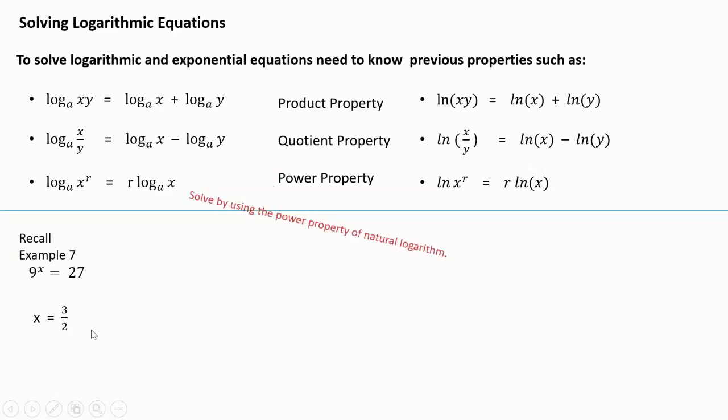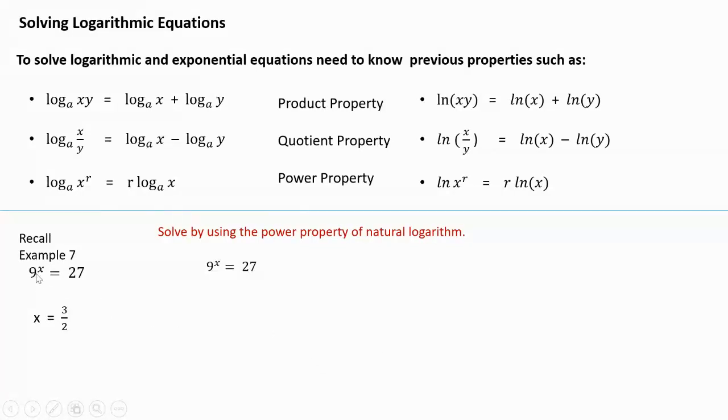So x was 3 halves, right? Remember, this was the answer from last time. Solve by using the power property of the natural log. Remember, you want to bring the exponent down, because you're solving for x. So we're going to use the power property rule. We're going to take the ln of both sides. So I'm going to take the ln of 9 to the x and the ln of 27. Now, by the power property, the exponent goes to the front. So the x goes to the front.